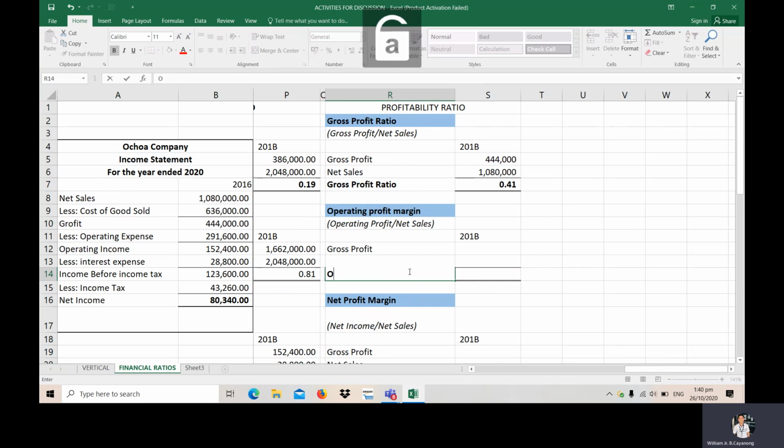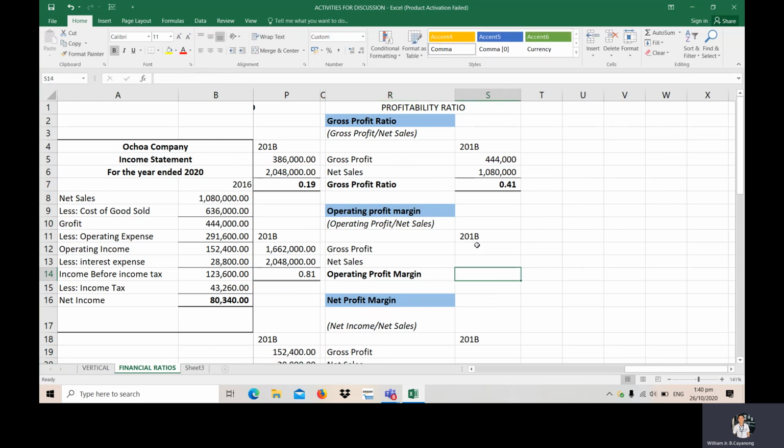Let me just change this to operating profit margin. For the operating profit, our operating profit, or income, is 152,400. So our net sales is 1,080,000. Therefore our operating profit margin, 152 divided by your net sales, is 14%.